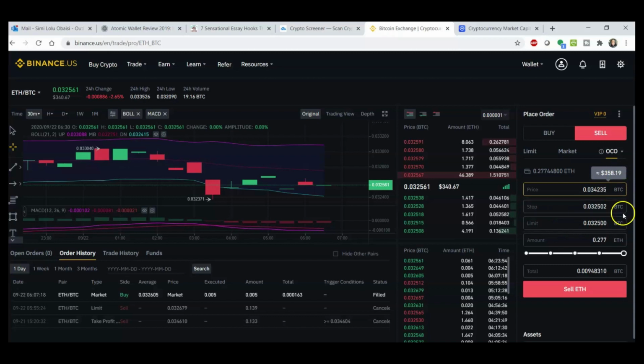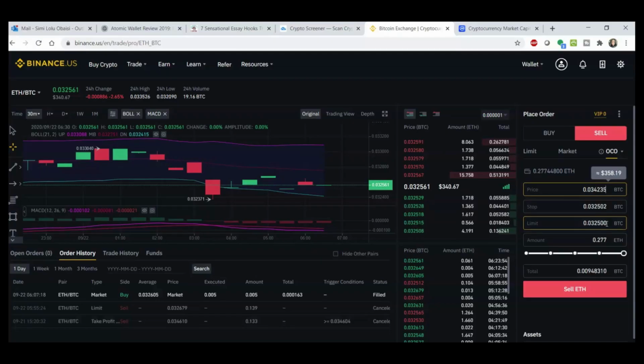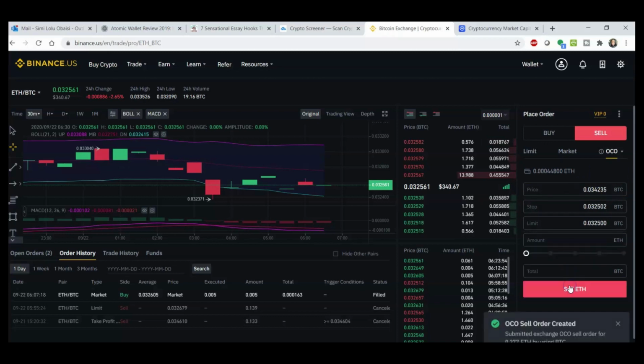And so let's see what we've got. We say when the price gets to 0.032502, stop and create our stop loss. That gets us out of the trade if price action is heading down. This is our take profit price. So this price is activated when price action is heading upwards, and at this point we take our profit. We're going to hit the sell and it's set it up there.